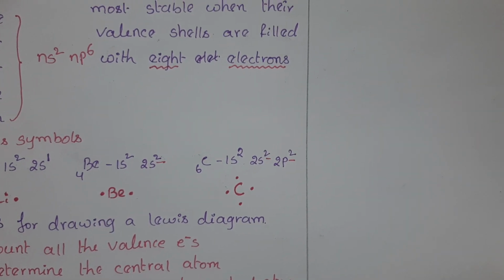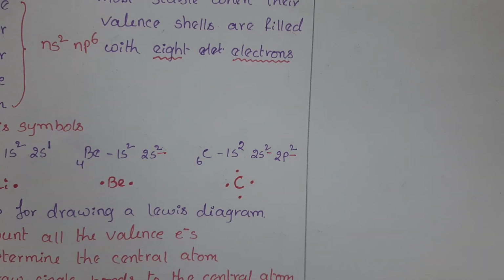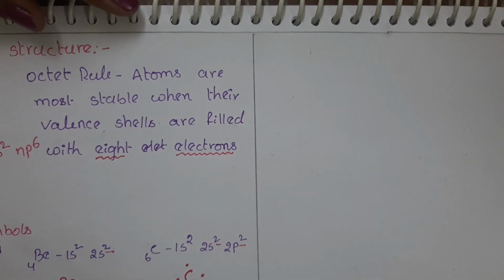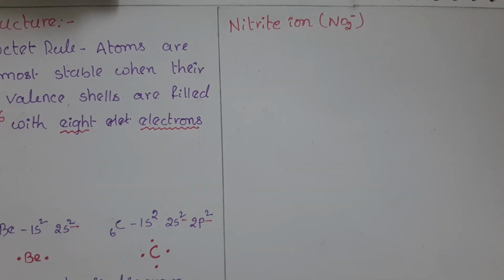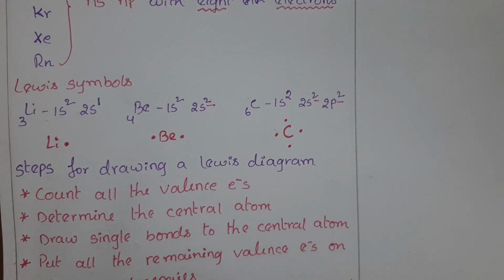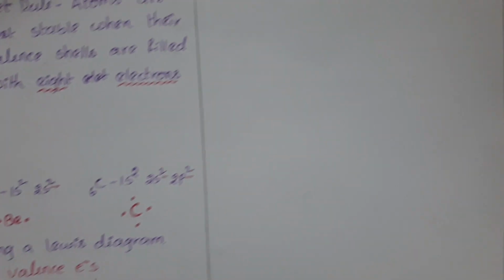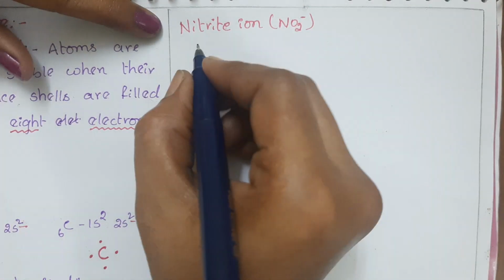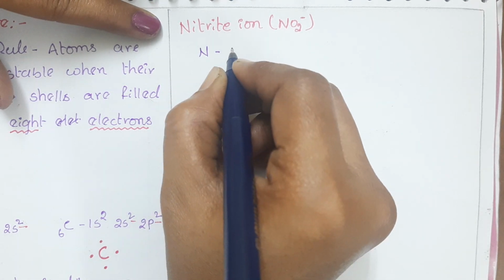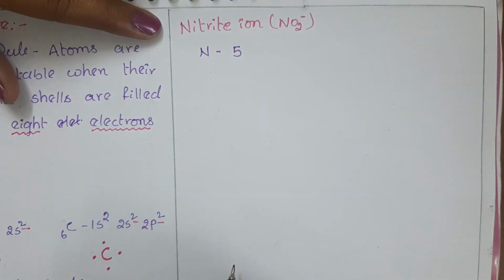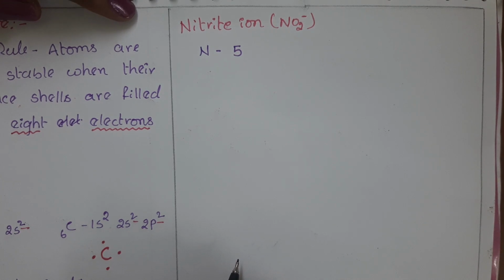First take the nitrite ion as an example. So in this example, what is the first step? Count all the valence electrons. Nitrogen is a 15th group element, so it contains 5 valence electrons.